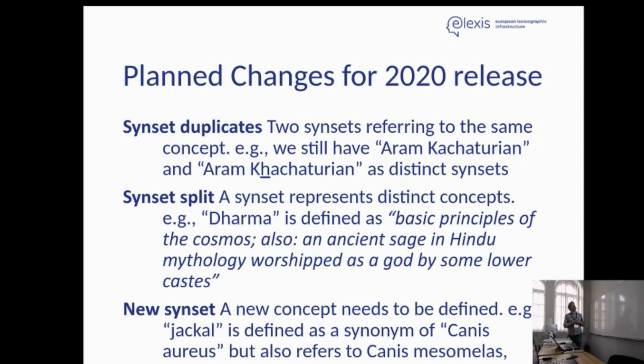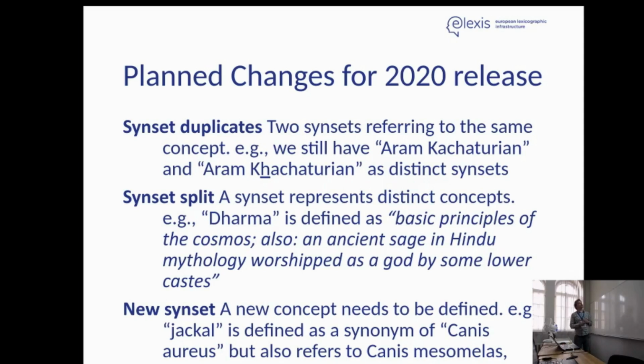Sometimes synsets maybe aren't very well defined. So the synset for Dharma says, basic principle of the cosmos, also an ancient sage in Hindu mythology worshipped as a god by some lower castes. So these probably aren't a single concept. There's fairly obviously one concept, basic principle, and another concept, an ancient sage. So we probably should introduce a new synset, maybe covering the ancient sage meaning.